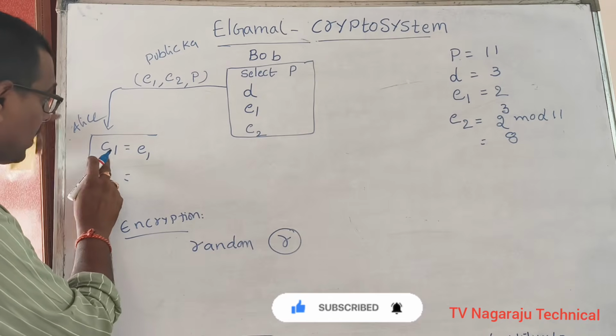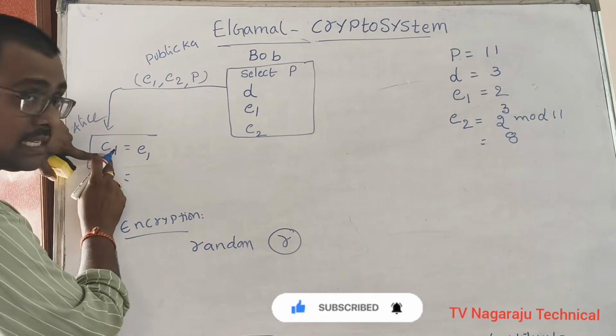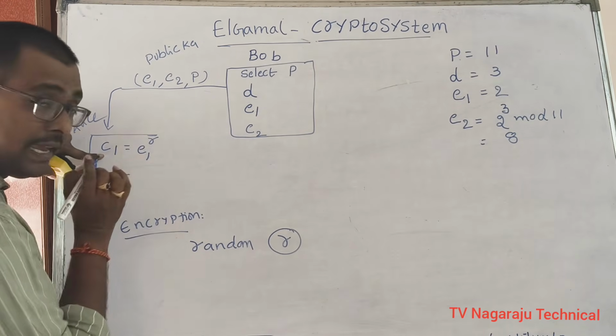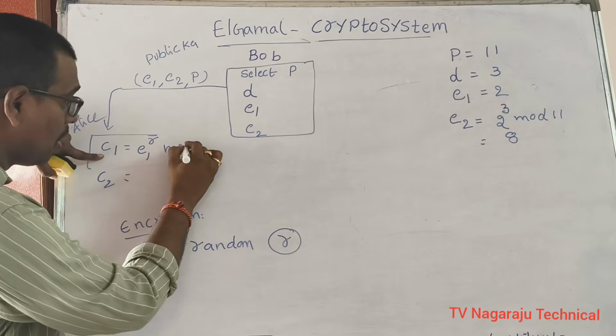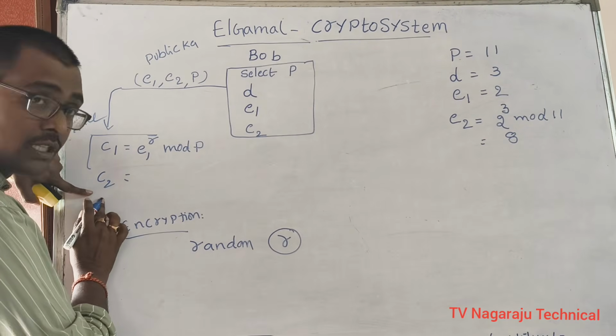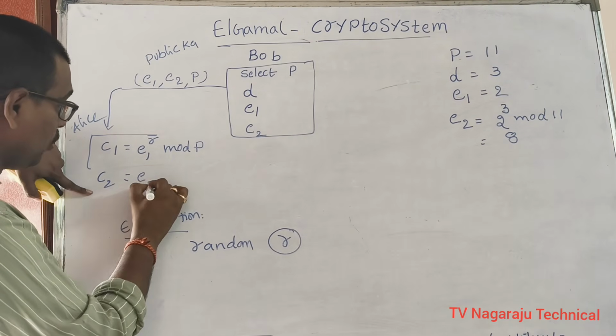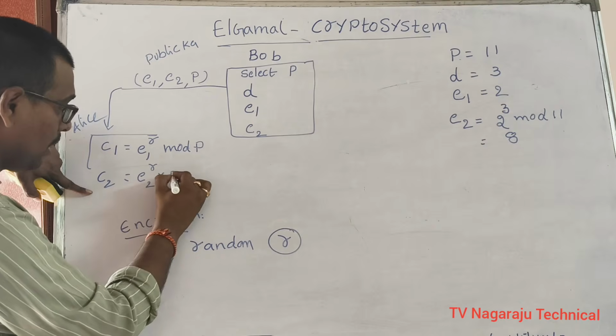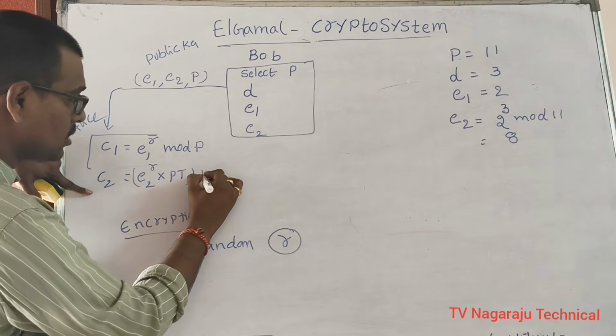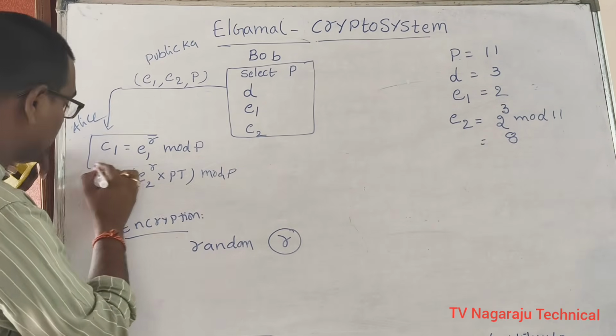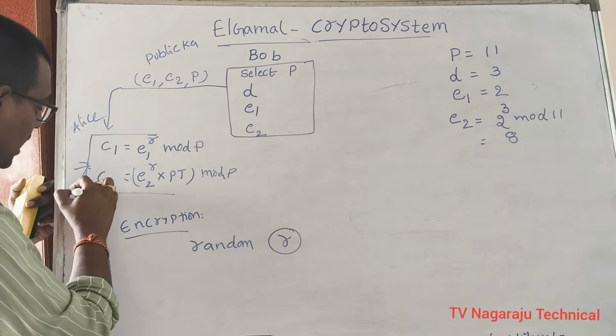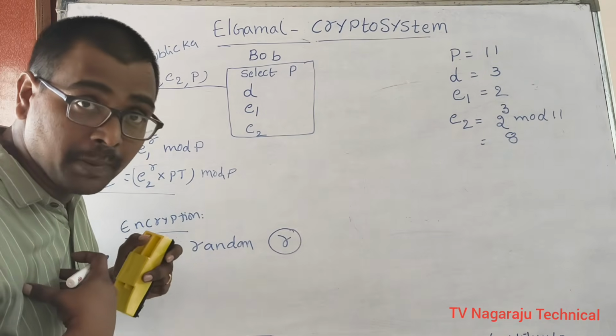Randomly select a number R and calculate C1 is equal to E1 power R mod P. C2 is equal to E2 power R into plain text mod P. Assume this is the plain text I am given. Assume PT is my plain text.